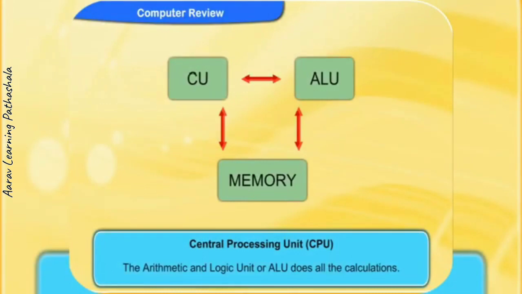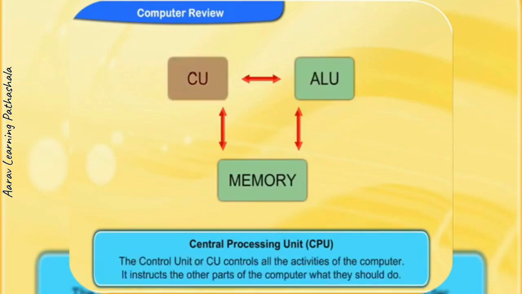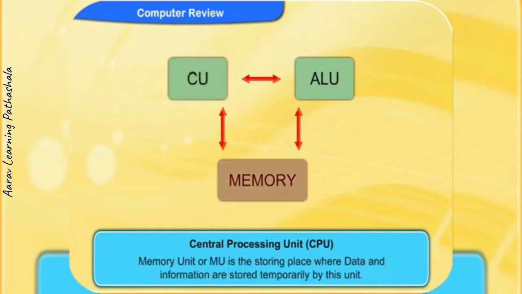The Arithmetic and Logic Unit or ALU does all the calculations. The Control Unit or CU controls all the activities of the computer. It instructs the other parts of the computer what they should do. Memory Unit or MU is the storing place where data and information are stored temporarily by this unit.